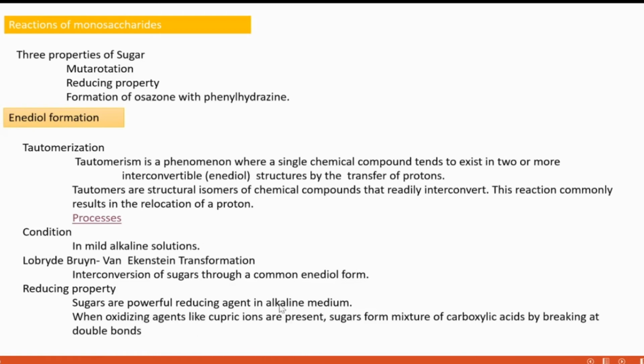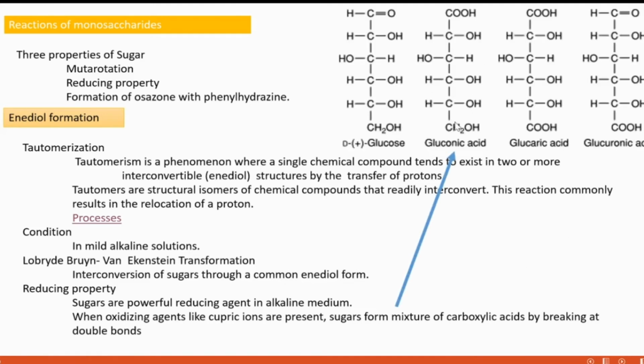Suppose there is an alkaline medium, sugar is present, and it is having a free aldehyde or keto group, then it is a reducing agent. That means it is ready to donate proton. And in that condition, an oxidizing agent is also present in that medium, like cupric ion. Then what will happen? That cupric ion certainly will take that proton from the sugar and oxidize that sugar. Oxidize means it adds oxygen to that sugar and helps to form carboxylic acids from that sugar by breaking its double bonds. So it's very clear that sugars with a free aldehyde or ketone group can act as reducing agents in alkaline medium. Okay.